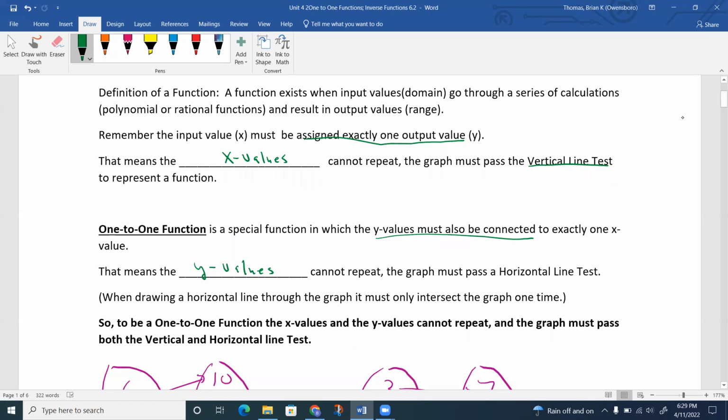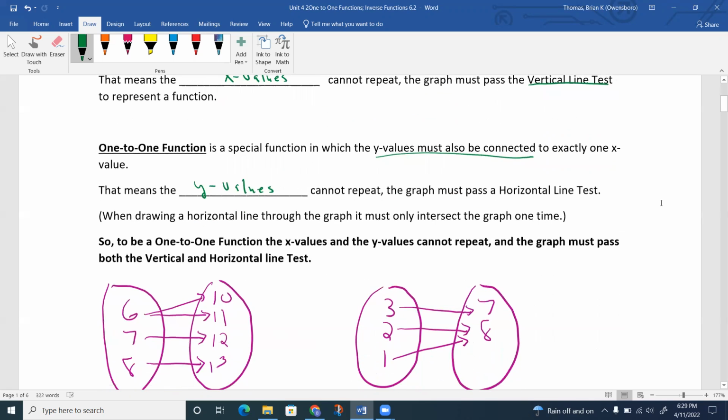And this also means from a graphing perspective, it has to pass what's called the horizontal line test to be a one-to-one function. So remember, when drawing a horizontal line through the graph, it must intersect the graph only one time. If it intersects more than once, then that's not going to be a one-to-one function. So to be a one-to-one function, the x values and the y values can't repeat. And the graph must pass both the vertical and the horizontal line tests.